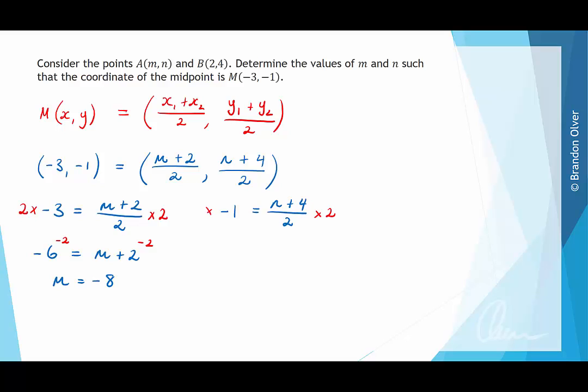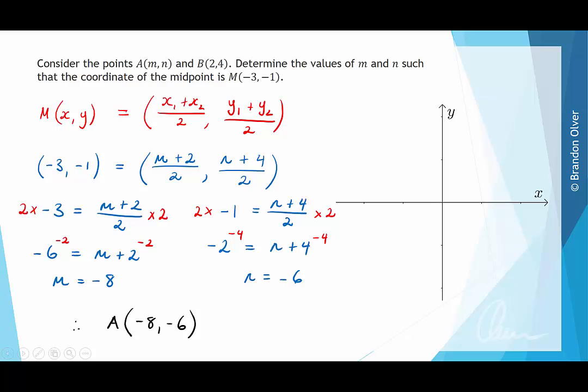Similarly, we have that -1 is equal to n plus 4 divided by 2, and now multiplying both sides of the equation by 2 gives -2 is equal to n plus 4, and then if we subtract 4 from both sides of the equation, we find that n is equal to -6. Therefore, our coordinate A is equal to (m, n), which is (-8, -6).